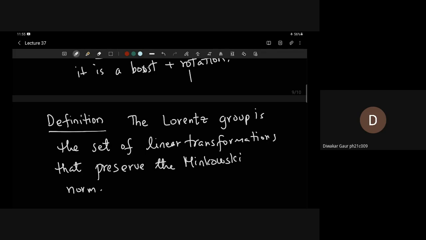Sir, while defining the 4 vectors, you just said that we take a column whose first entry is a scalar and the other 3 is a 3-vector. So can they be anything, or do we put in the transformation property?